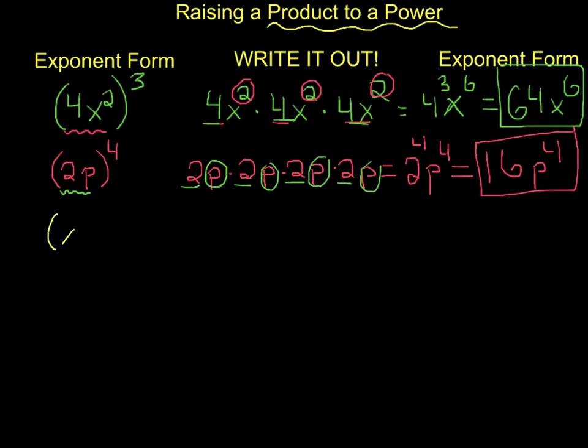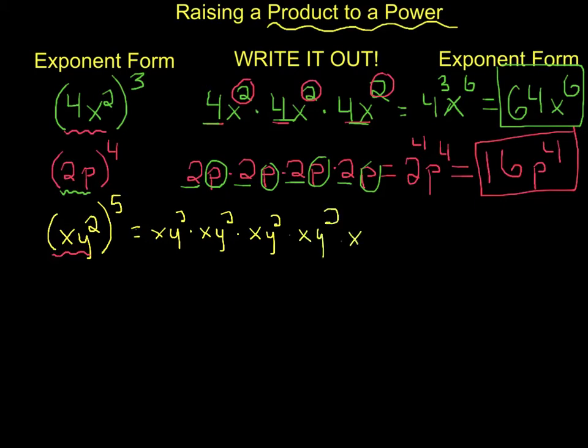Now we have the product xy squared, and we're raising that product to the power of 5. So we have to write xy squared 5 times. So xy squared times xy squared times xy squared times xy squared, and one more times xy squared. Now, count up all of our x's. Each one of these is just 1, so 1, 2, 3, 4, 5 would be x to the 5th power.